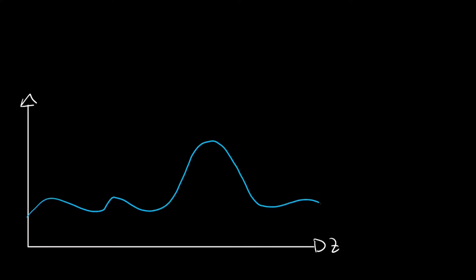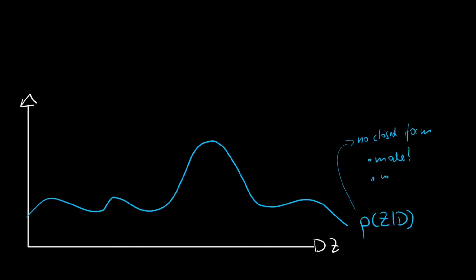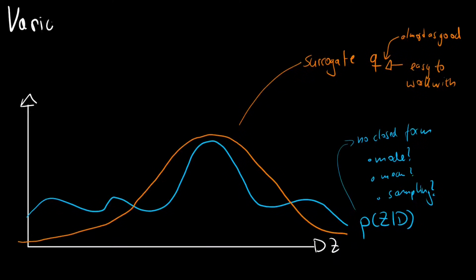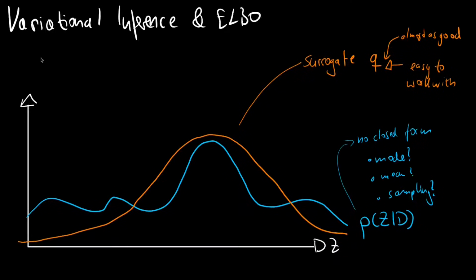You are looking at the distribution over a latent variable set. So you found the posterior p of z given some data, but you don't have a closed form. It's quite complicated. How do you find the mode, the mean? How can you sample it? Maybe you can use a surrogate posterior, q, which is almost as good and is easy to work with. Welcome to this video. We will introduce variational inference.